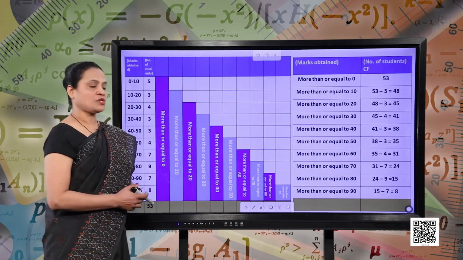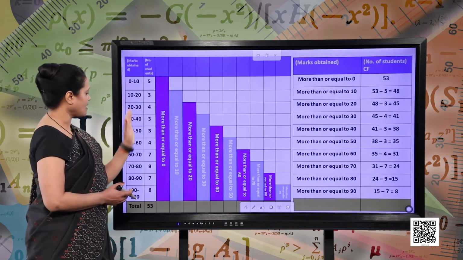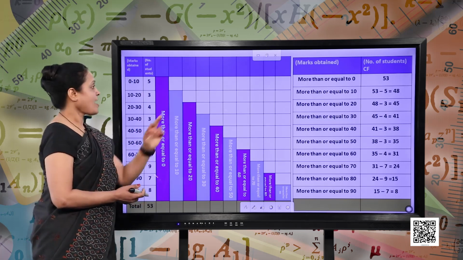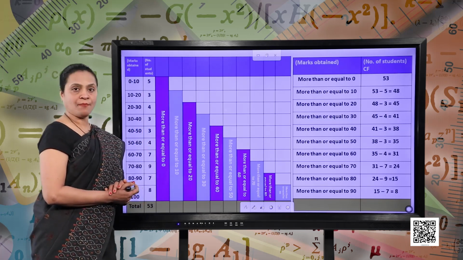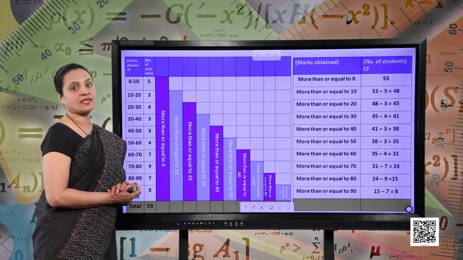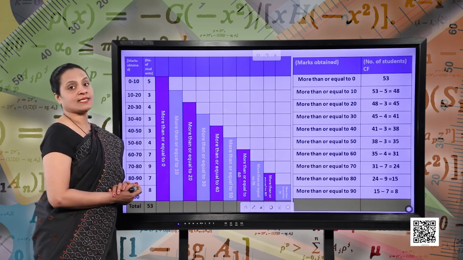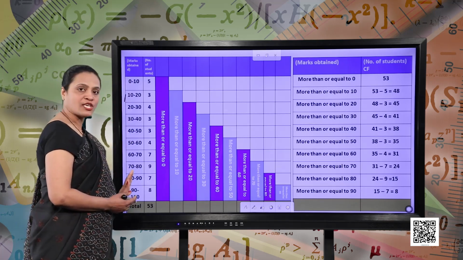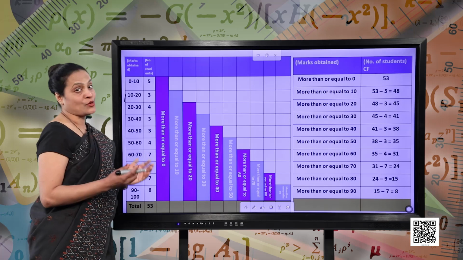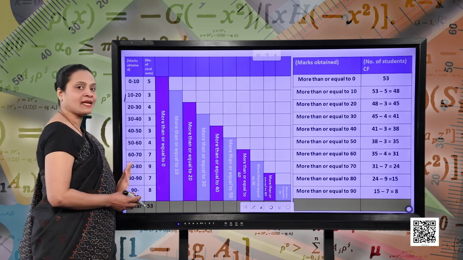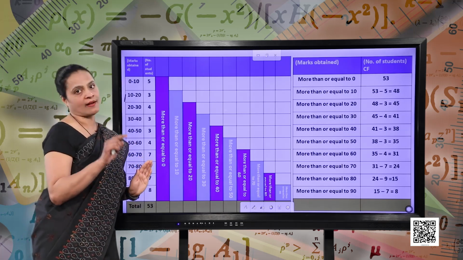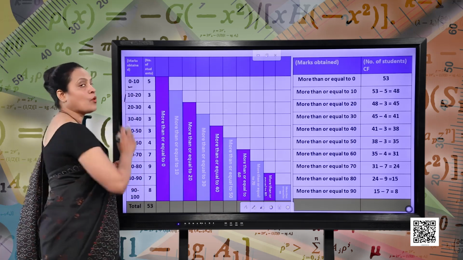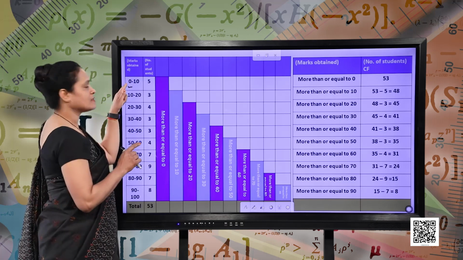For the same distribution, now we have the class intervals and frequencies. When we form more than type cumulative frequency distribution, we always consider the lower class limit of each class interval, and you know that lower class limit is included in that class interval. So, we will write more than or equal to 0.